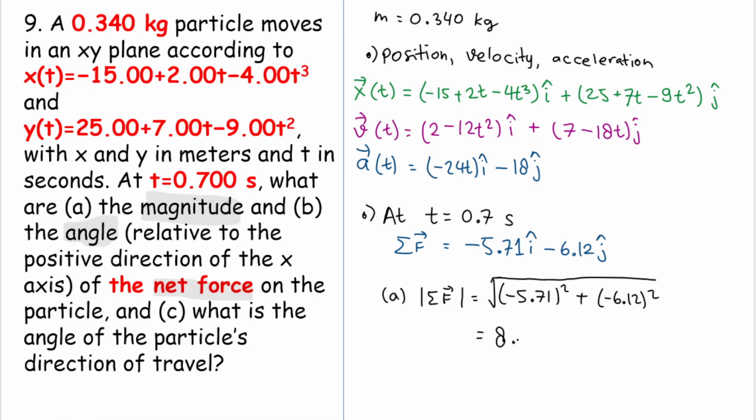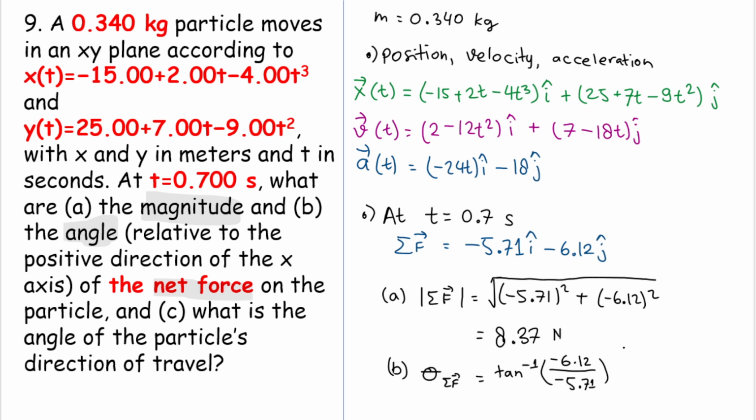We'll have 8.37 Newton here. And the question B is the angle. Okay, the angle, we will have this theta of the net force. And that will be our inverse tangent of the Y direction, I will have minus 6.12, and then divided by minus 5.71.